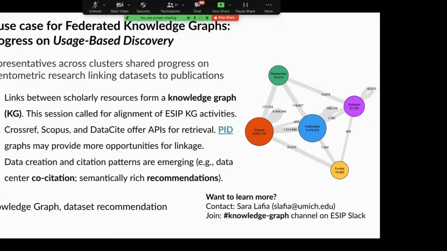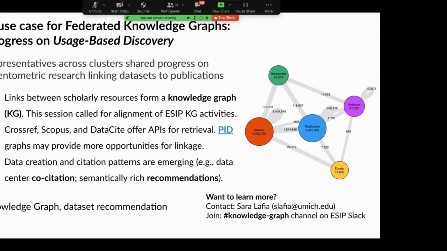Hi, everyone. This is Sarah. I'm a community fellow with the Semantic Technologies Cluster, and I was with the Discovery Cluster last year, so I've been lucky to be a fellow for 2 years. And my favorite session this past ESIP meeting was a use case for federated knowledge graphs. It was amazing to see progress that people from the usage-based discovery have made over the past year. And I just highlighted a few of the major takeaways from that session on this slide here.